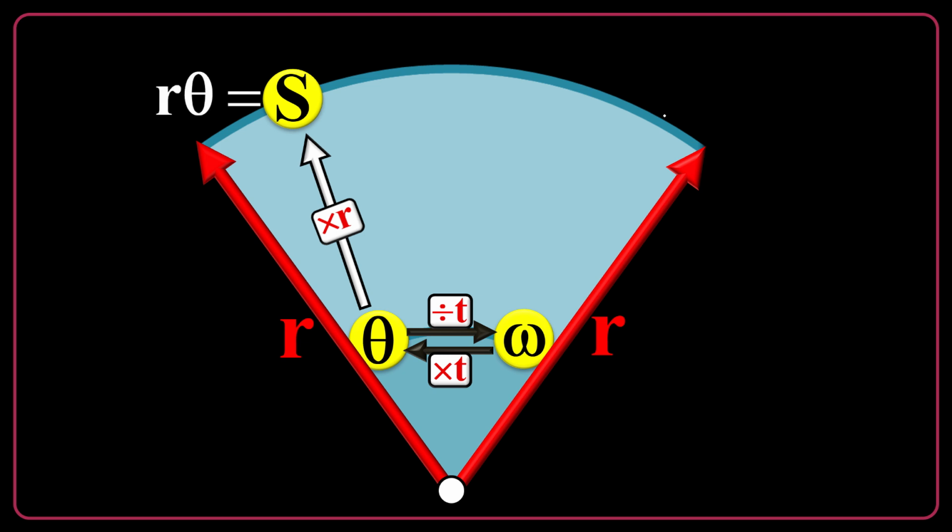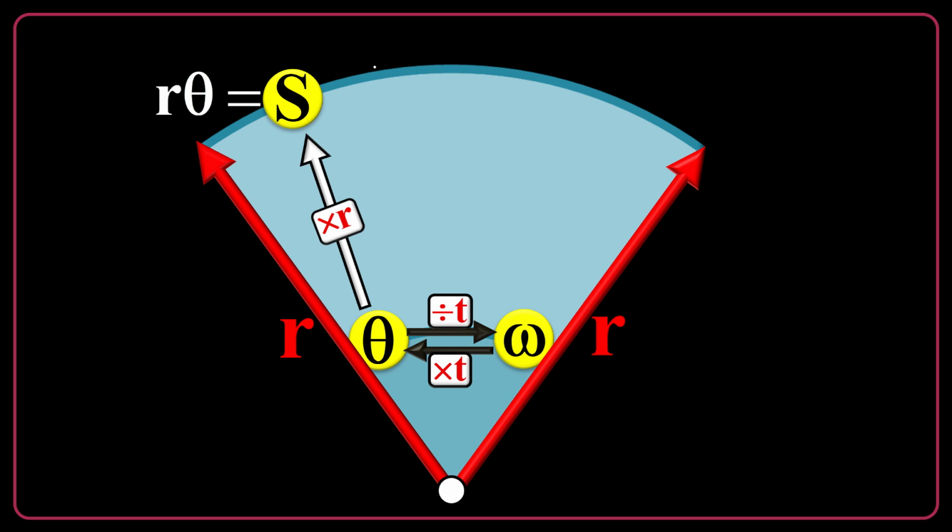So s is r theta, where theta is necessarily measured in radians, but r is arbitrary. It could be in centimeters, so you will find s in centimeters. If you take another SI unit, for example meters, it will be in meters. It's okay, but theta must be in radians.